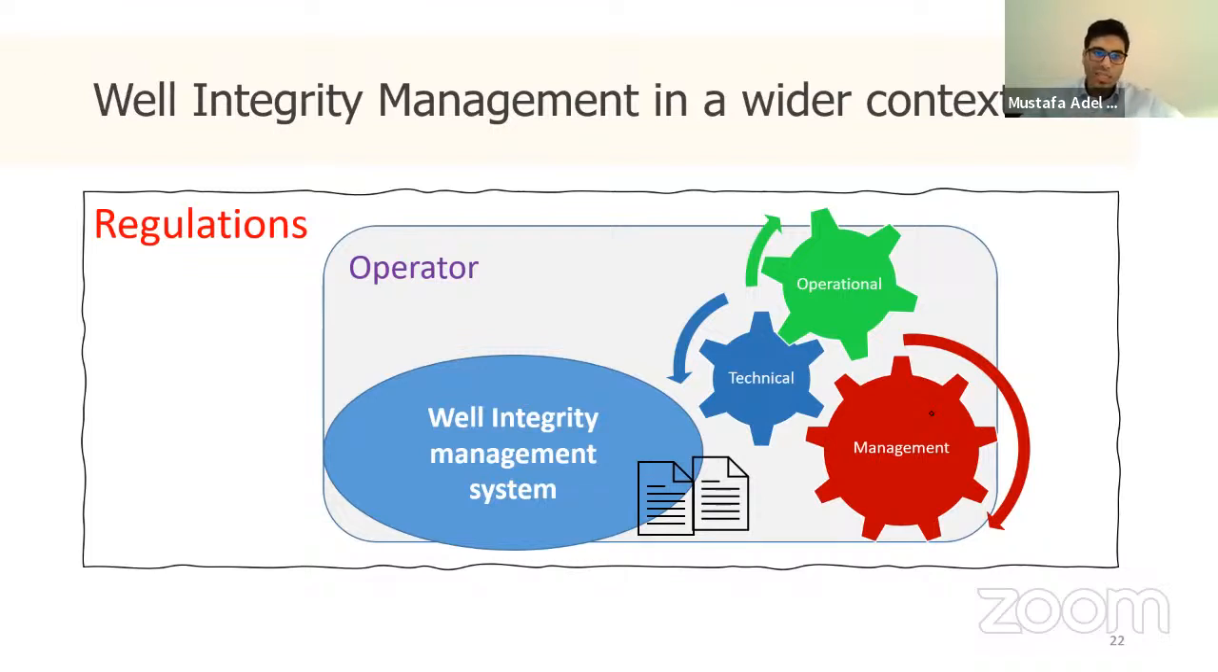So well integrity takes into account the regulations of the country that the operating unit is operating in and puts them in a well integrity policy. The well integrity policy governs well integrity management and makes sure that the policy and the requirements are communicated in the organization, to achieve a well integrity strategy of keeping wells at as minimum risk as possible.